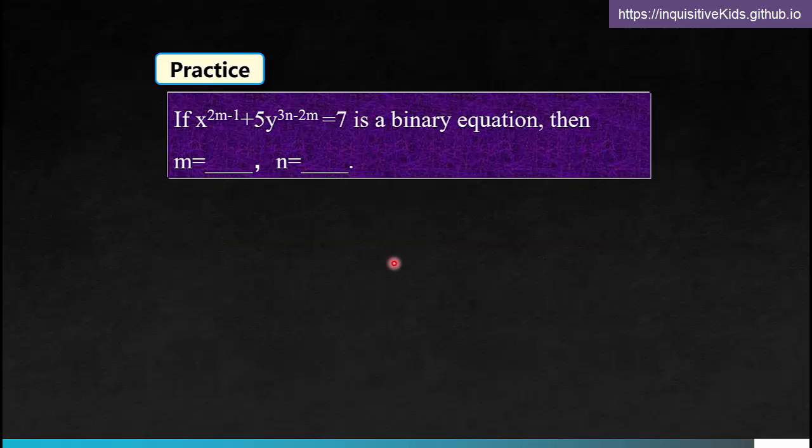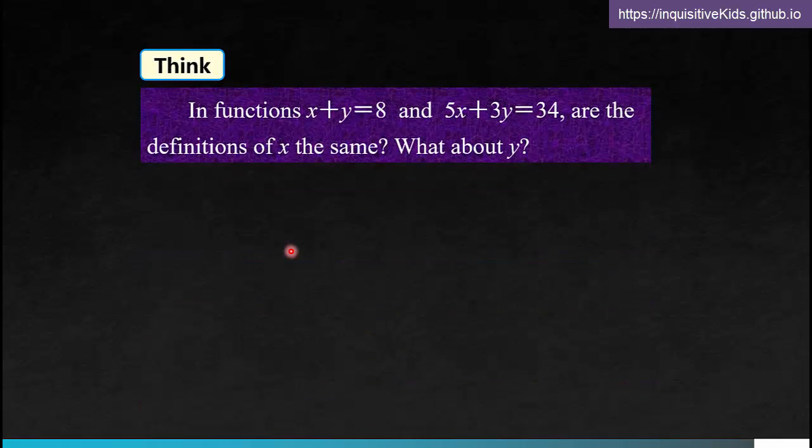Here's some more practice. If this expression right here, x to the 2n minus 1 power plus 5y to the 3n minus 2m power is equal to 7, and that's a binary equation, then what do m and n equal? Well, this means that 2m minus 1 is equal to 1. Using the definitions that we learned earlier, each of the degrees of x and y, which are the variables in this case, have to be equal to 1. So 2n minus 1 is equal to 1. So is 3n minus 2m. So solved, m is equal to 1, n is equal to 1.